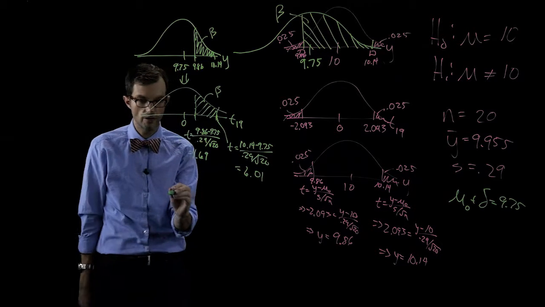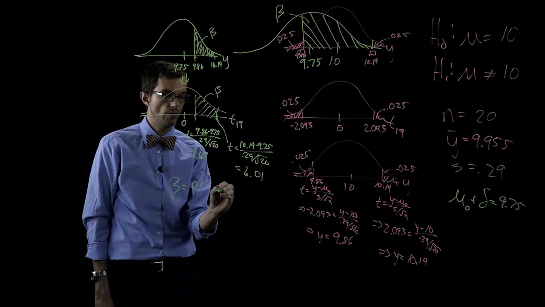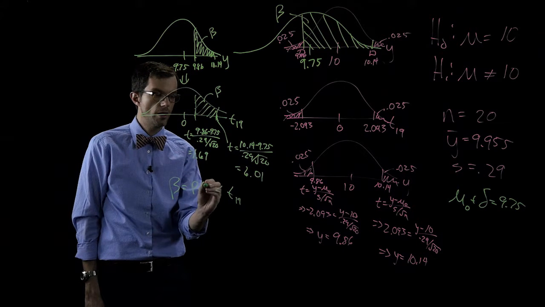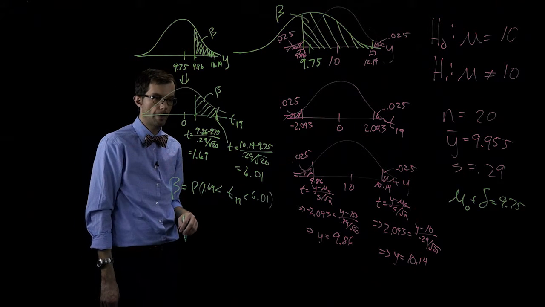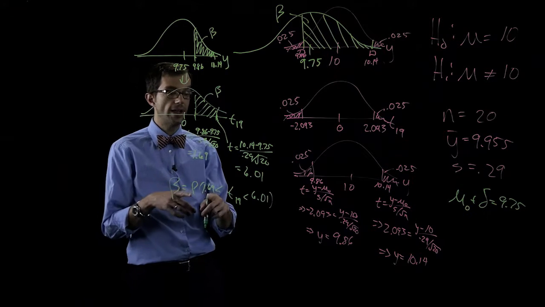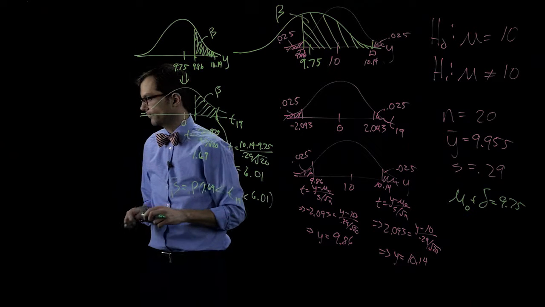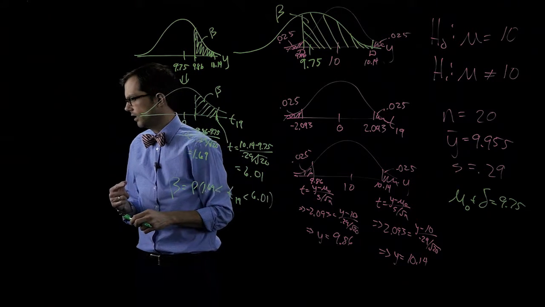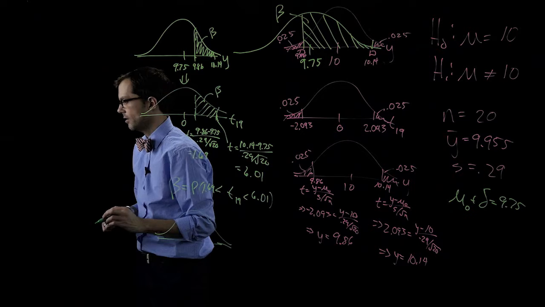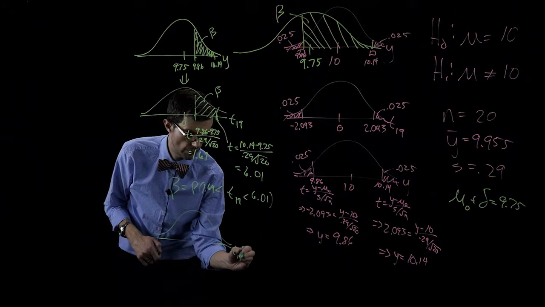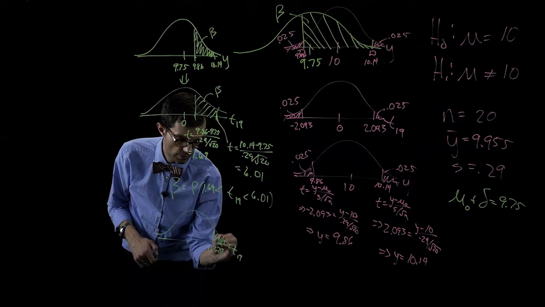So one way to think about this now is that beta is equal to the probability that a t with degrees of freedom 19 lies between 1.69 and 6.01. So we can go find this from the t table. As it turns out, for degrees of freedom 19, the area above 1.328 is 0.1.